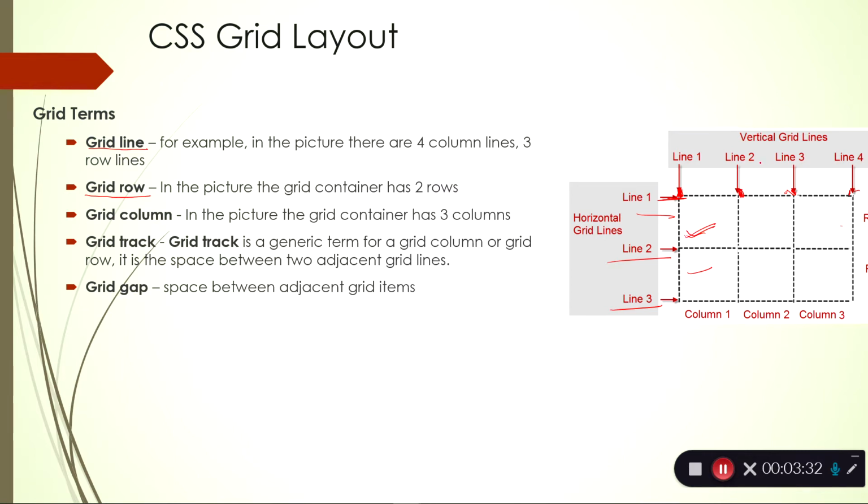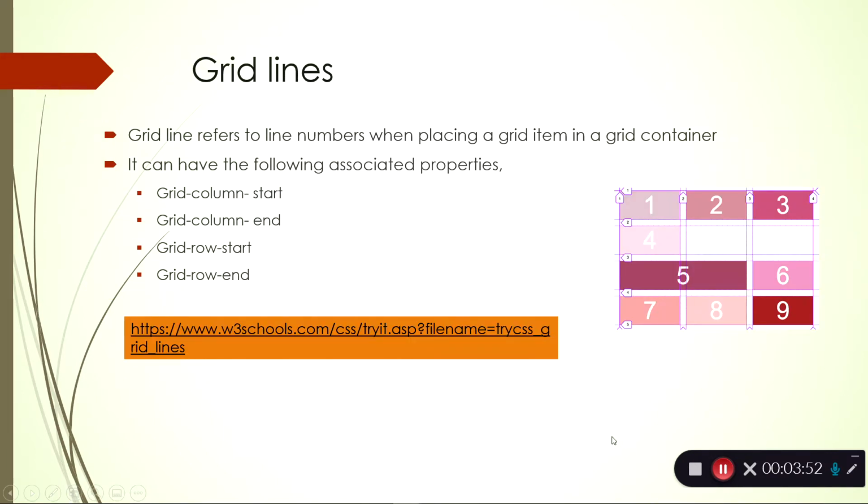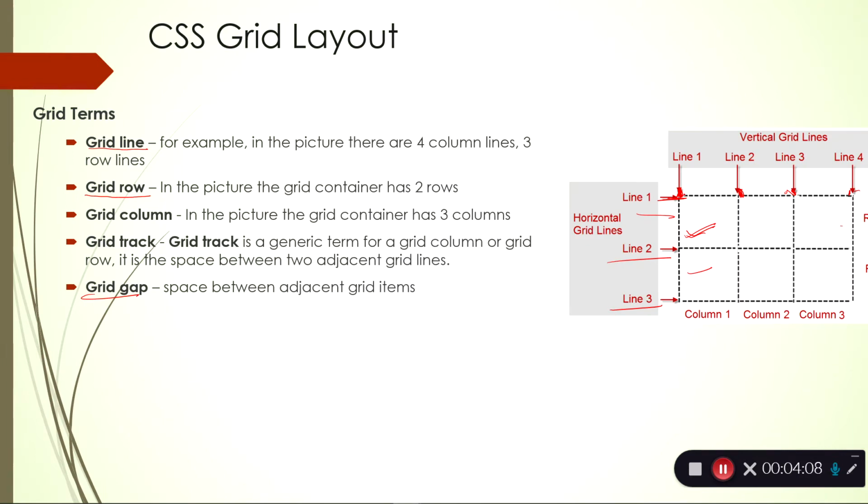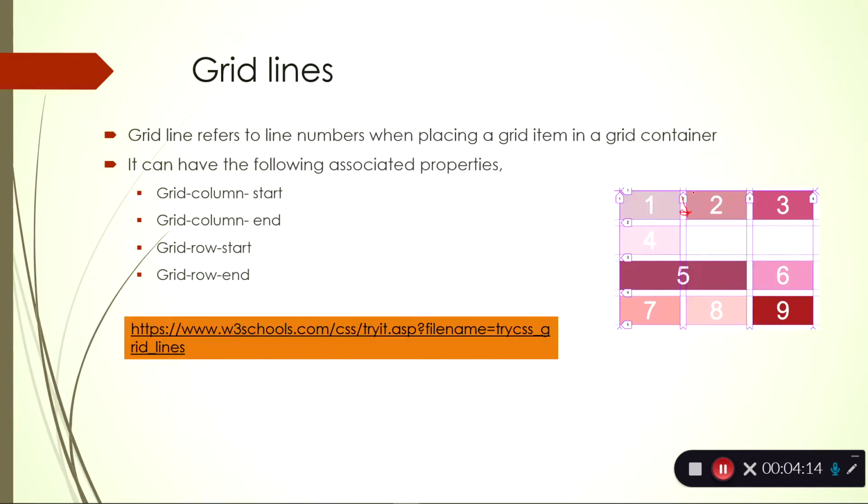The space between the grid lines is viewed as a grid track, either row or column. And then grid gap, the space between adjacent grid items. Let me explain this here. You can see this is the first grid row and column, so this is the first grid item. There is space between one item and another item. This space is called grid gap. These are the basic grid terms that I'm going to use in the upcoming slides.